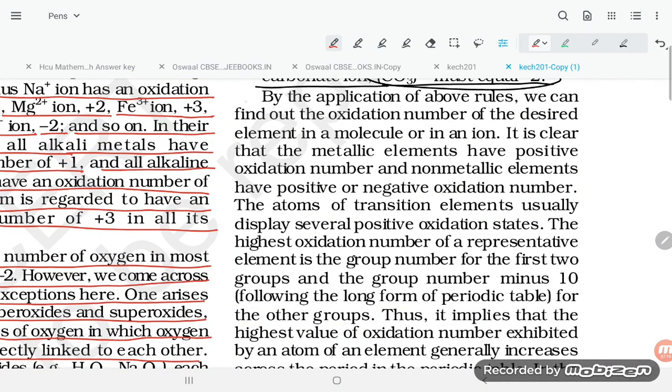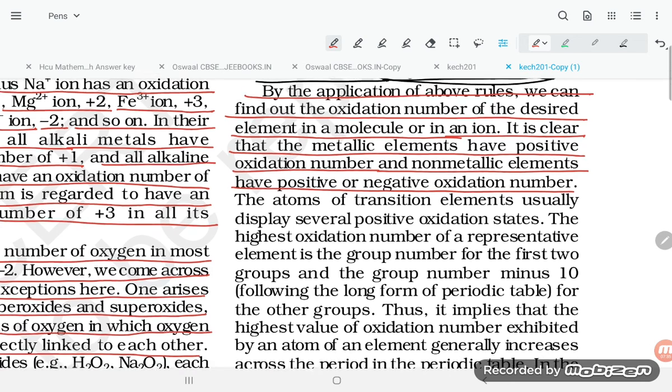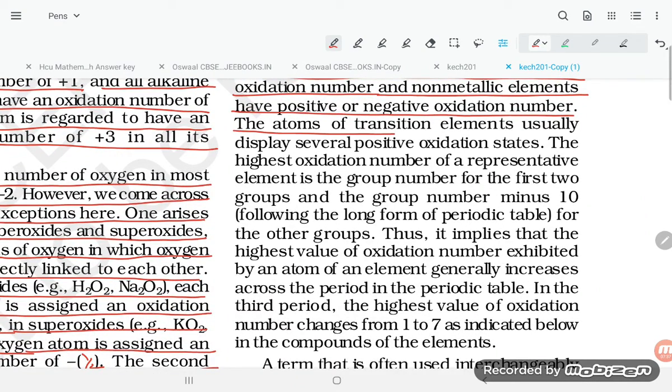Now, by the application of the above rules, we can find out the oxidation number of all the desired elements in a molecule or in an ion. It is clear that metallic elements have positive oxidation numbers and non-metallic elements have positive or negative oxidation numbers. The atoms of transition elements usually display several positive oxidation states.